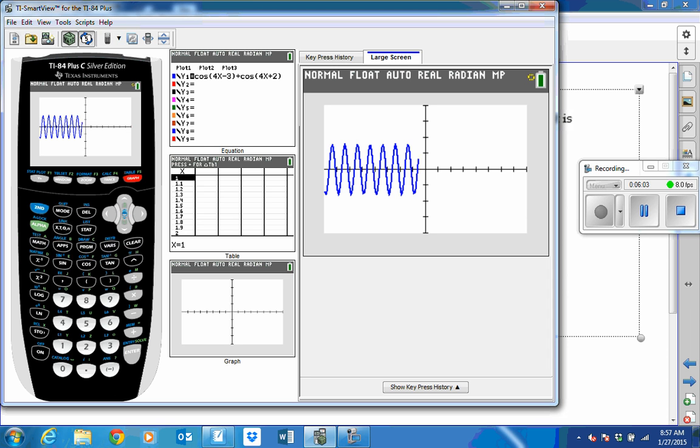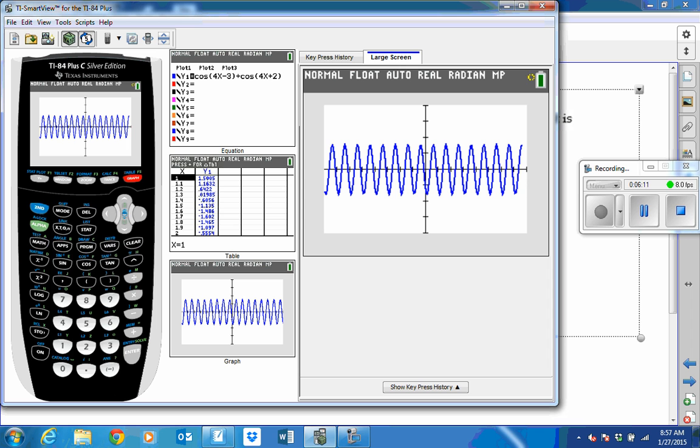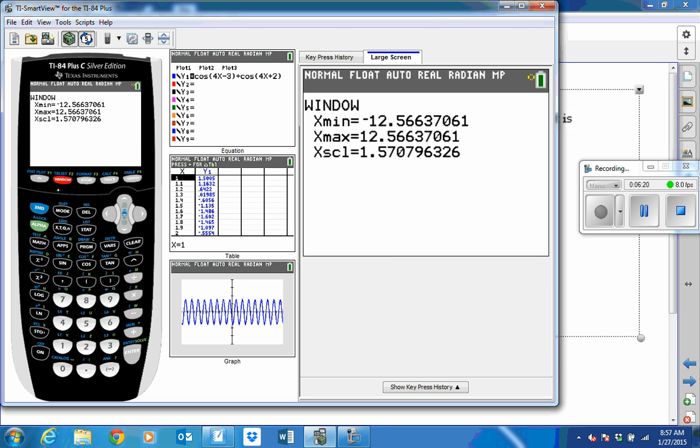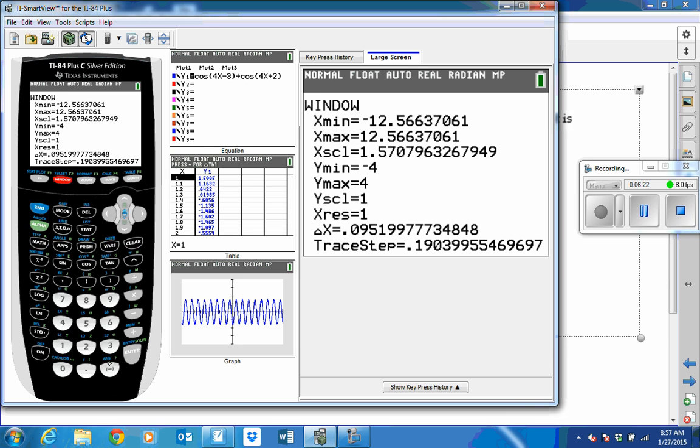And I should have changed my window back to, and I'm going to do that in just a second. I want to change it back to negative 2 pi to 2 pi, just so it's a little bit easier to calculate what we need to on this. But we do see that we have a periodic function and the amplitude is consistent, so we do have a sinusoidal function.